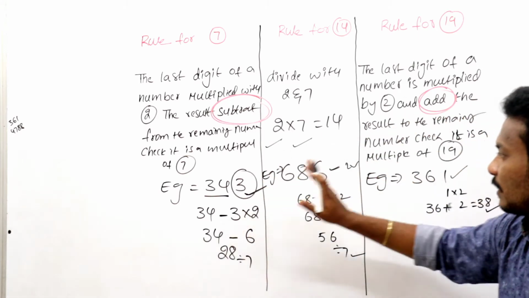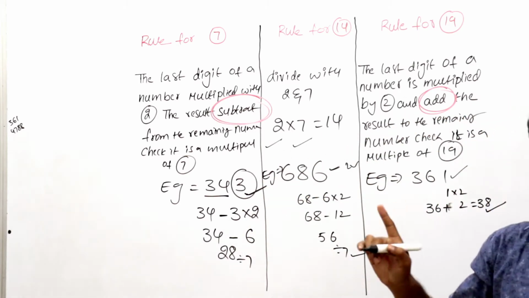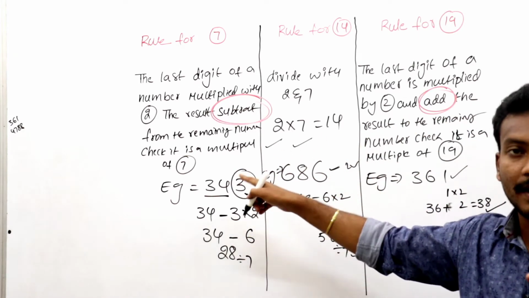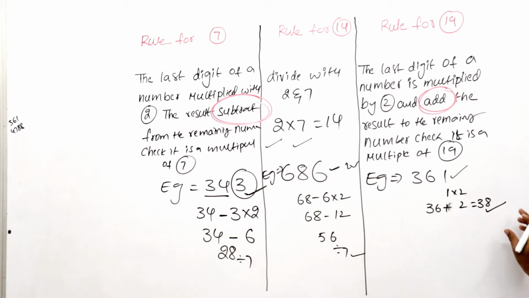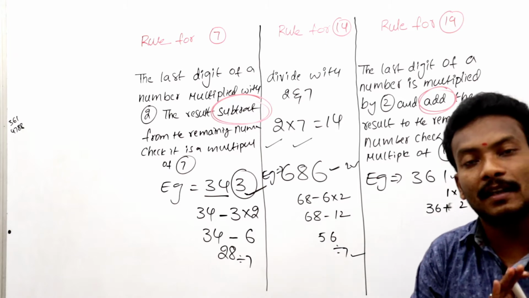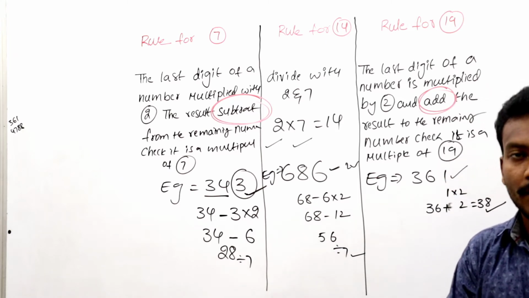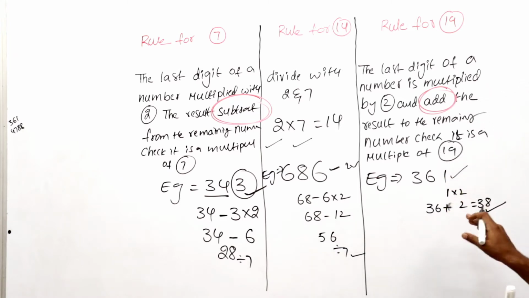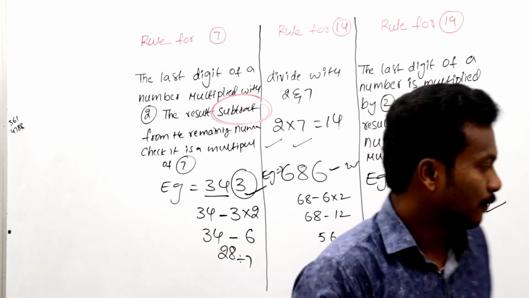What is the difference between this process and this process? Only the resultant is subtracted here, and here it is added. After this we have to repeat the process, whether it is cancelled with 19 or not. Next, I will check with another example.